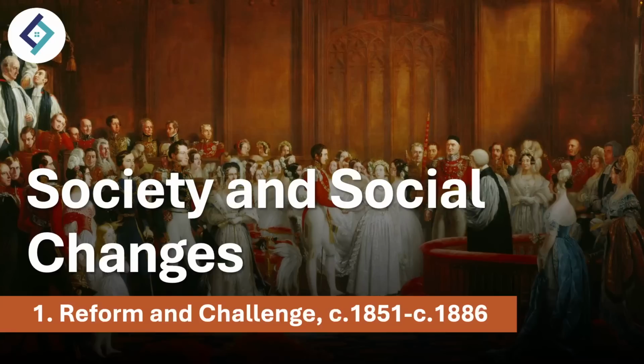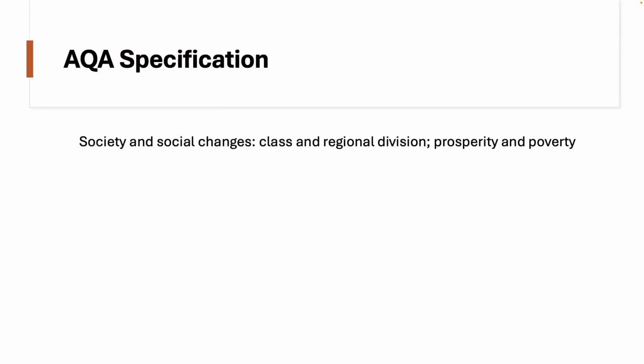We're continuing talking about reform and challenge between 1851 and 1886, and we're going to think about in this lesson the idea of society and social changes. Specifically, we're going to explore the nature of society and social changes, thinking about class and regional divisions, and the idea of prosperity and poverty. A relatively broad and open-ended collection of things that we can examine here, but generally we will spend half of our lesson talking about class and regional division, and then the other half of the lesson thinking about prosperity and poverty. That's essentially what we will think about.